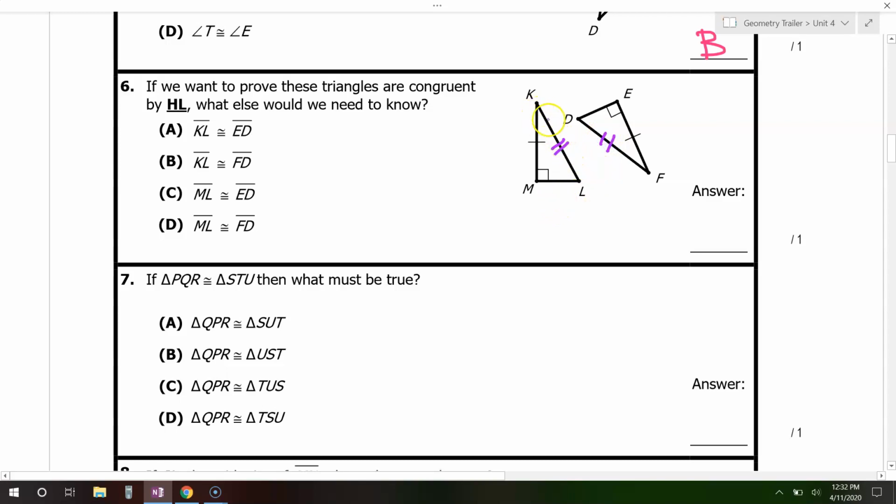So that means KL has to be congruent to DF. DF is the same as FD. So the answer is B.